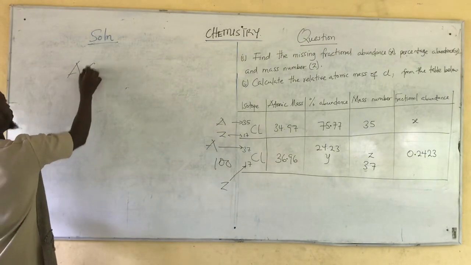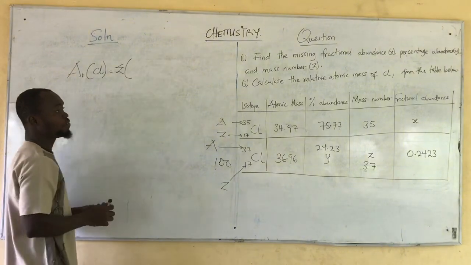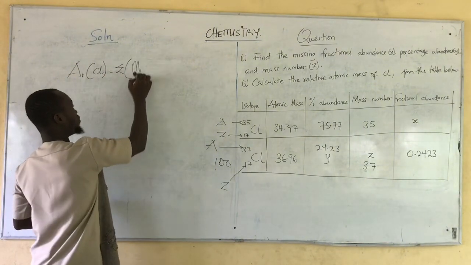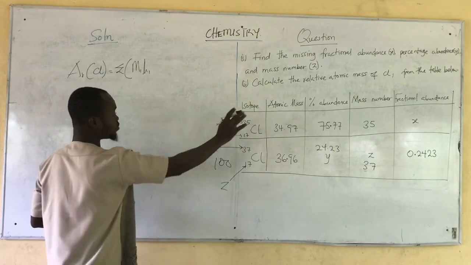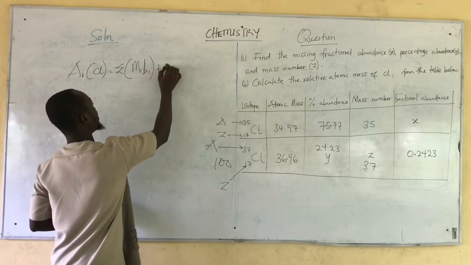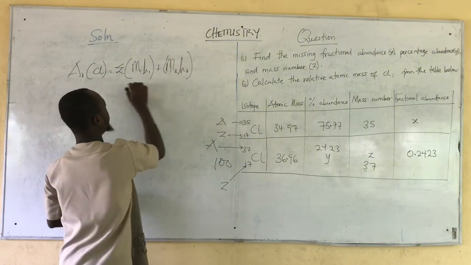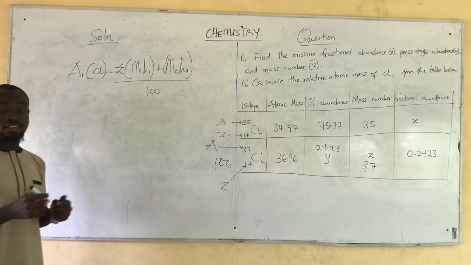AR of Cl is equal to the summation of the mass of the first isotope times its abundance. Let's use the percentage one first. Plus the mass of the second isotope times its abundance, all divided by 100. So over here we are using percentage abundance.